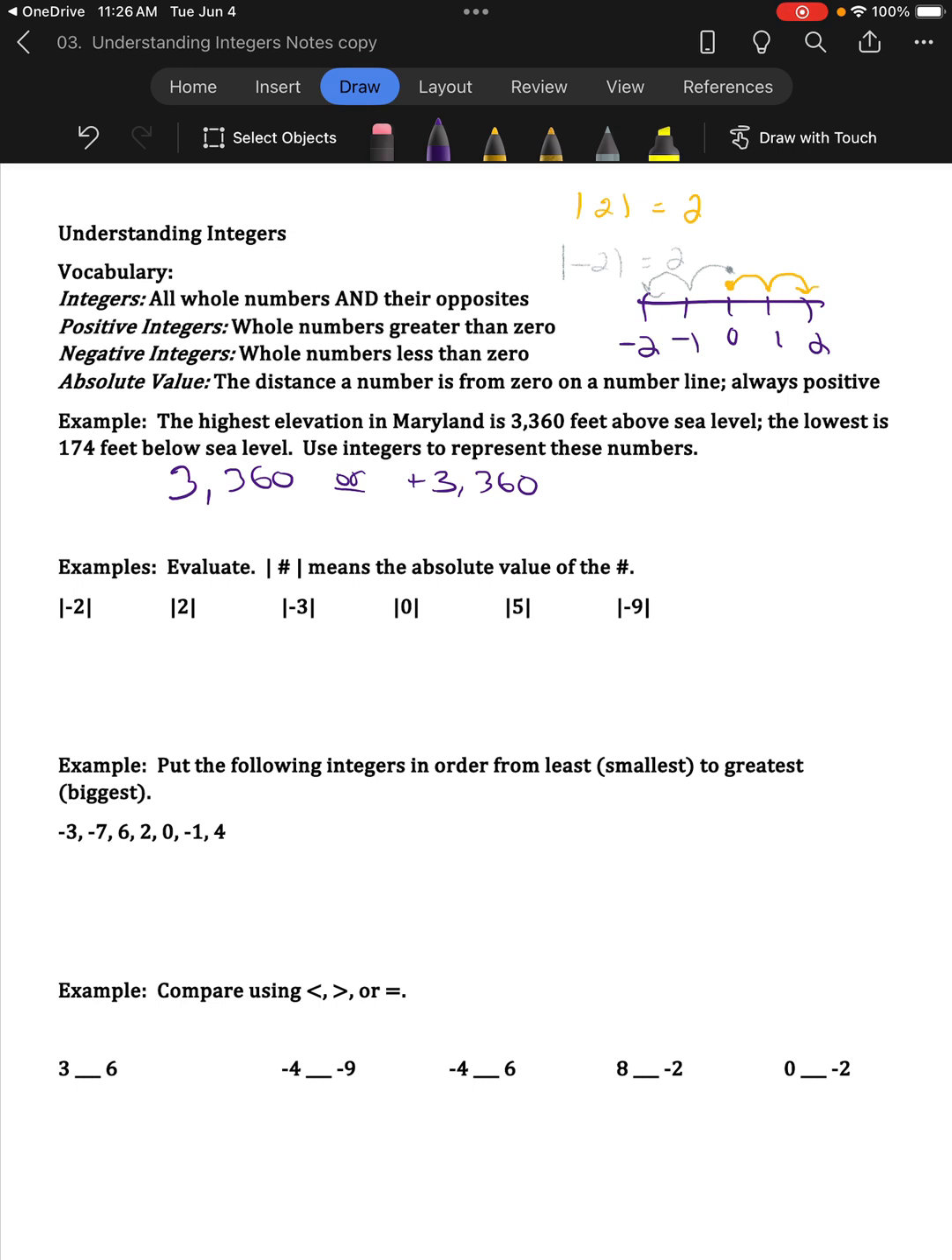The lowest point is 174 feet below sea level. That's going to be under 0, below 0, sea level is 0. So 174 feet below is negative 174. There is no other way to illustrate this number. So positive numbers, we do have the option of showing the sign, but negative numbers must always show us that they are negative.